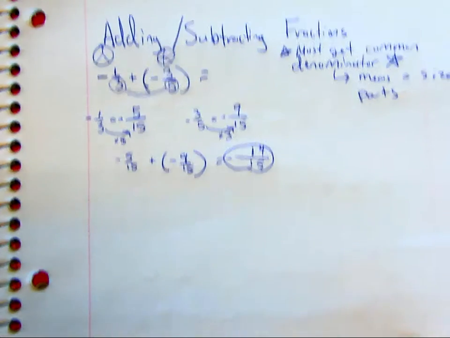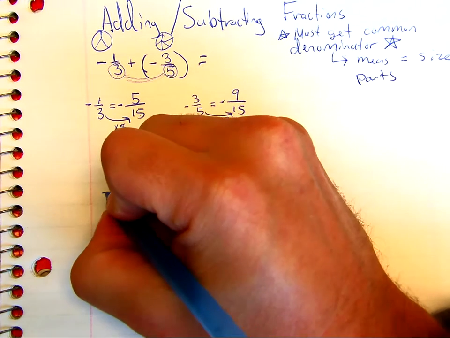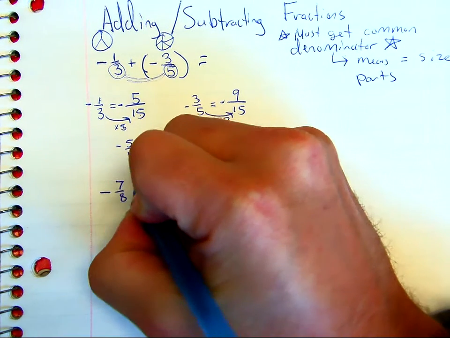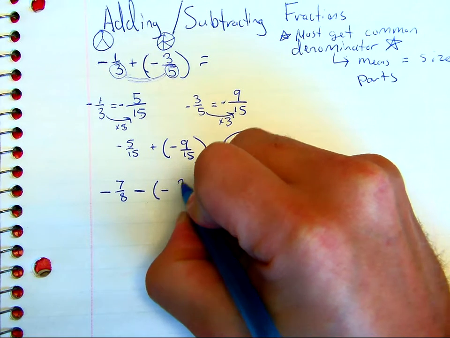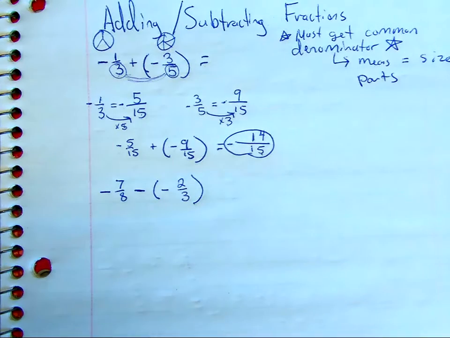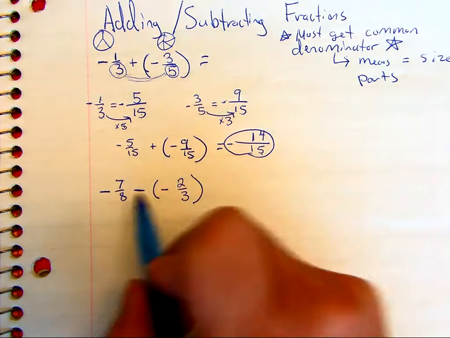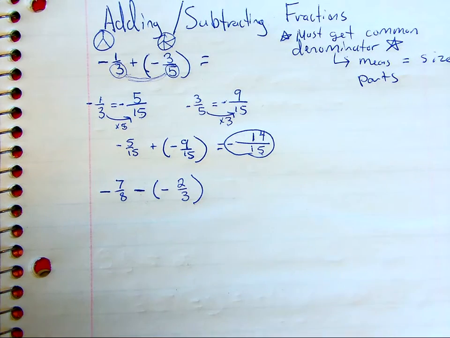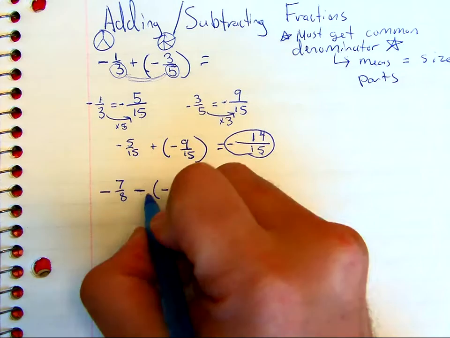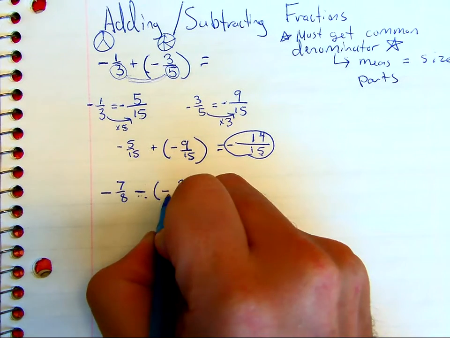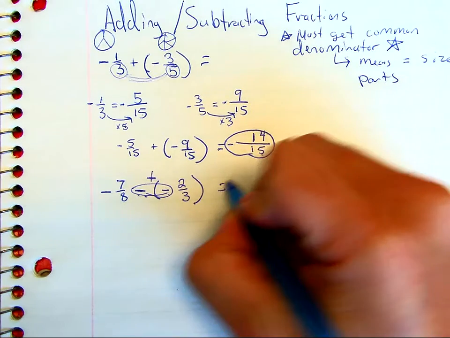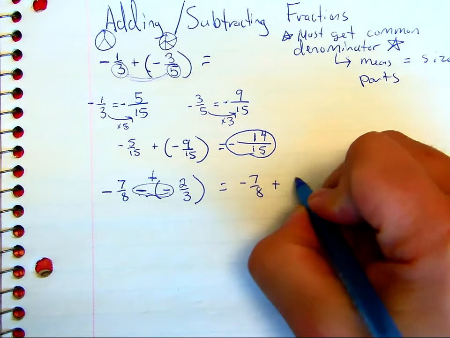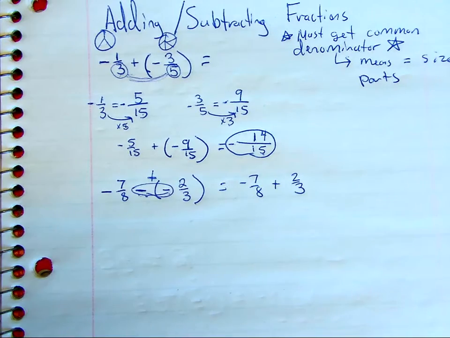All right, another one. If I had maybe a negative 7/8 minus a negative 2/3. Okay, in this case, first thing that I notice, it is what we learned about with our adding and subtracting integers. If I'm taking away a negative, I'm taking out the bad guys, that means we're adding. So this problem would be a negative 7/8 plus 2/3.